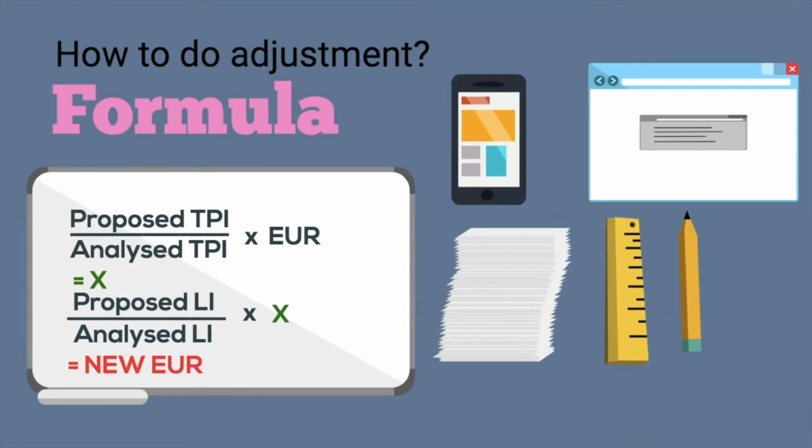The formula for this adjustment is proposed TPI over analyzed TPI times EUR, and then the answer for that will be multiplied by proposed LI over analyzed LI. So, the final answer will be the new EUR.